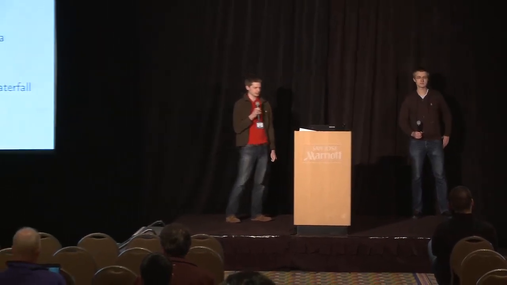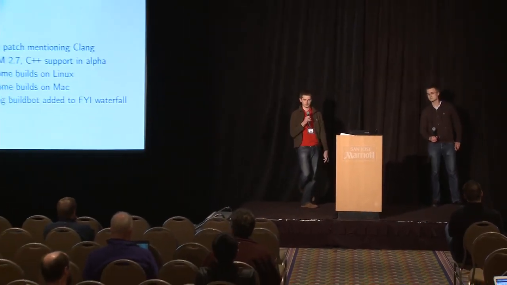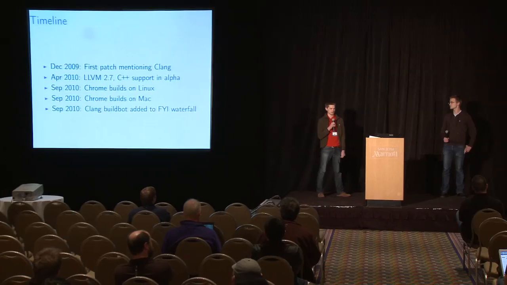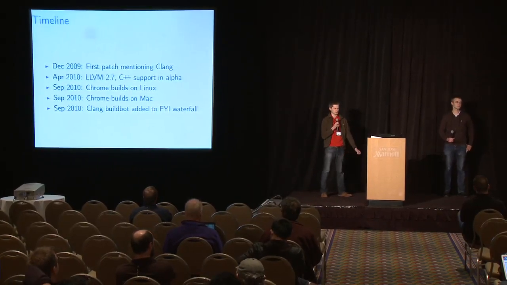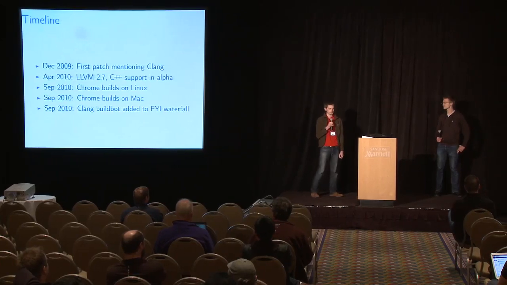Right, so we're going to go through the timeline for when we started using Clang. We tried to dig out the first patch that actually mentioned Clang in its description, and we found one from December 2009, which we think is pretty early. That's before LLVM 2.7 and before the C++ support in Clang was even considered alpha quality.